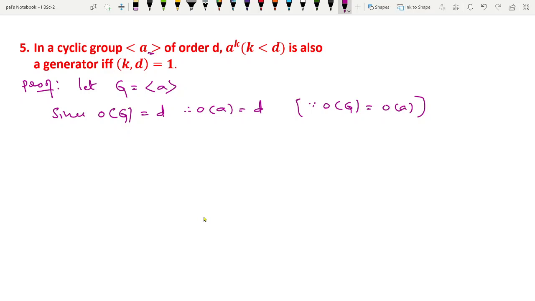Okay, to prove this, now you take a to the power of k be a generator of G. Since we have to prove two parts, in the first part let a to the power of k be the generator of group G. So let a to the power of k be a generator of group G.